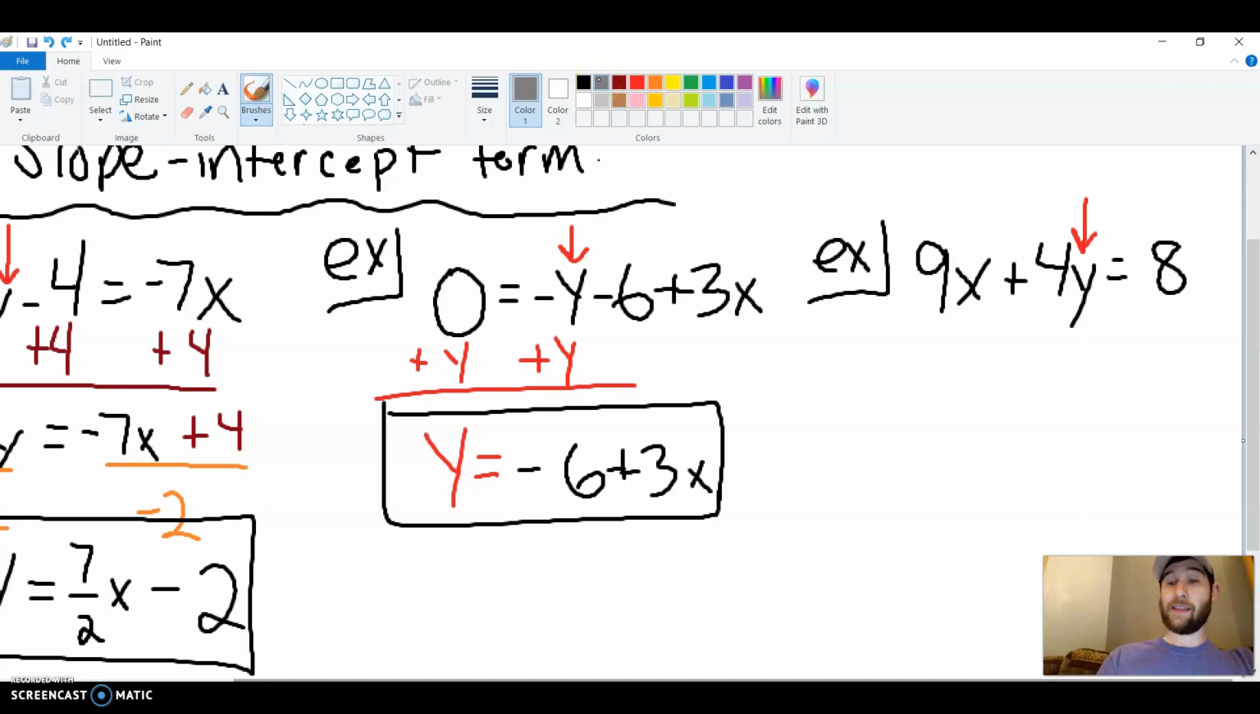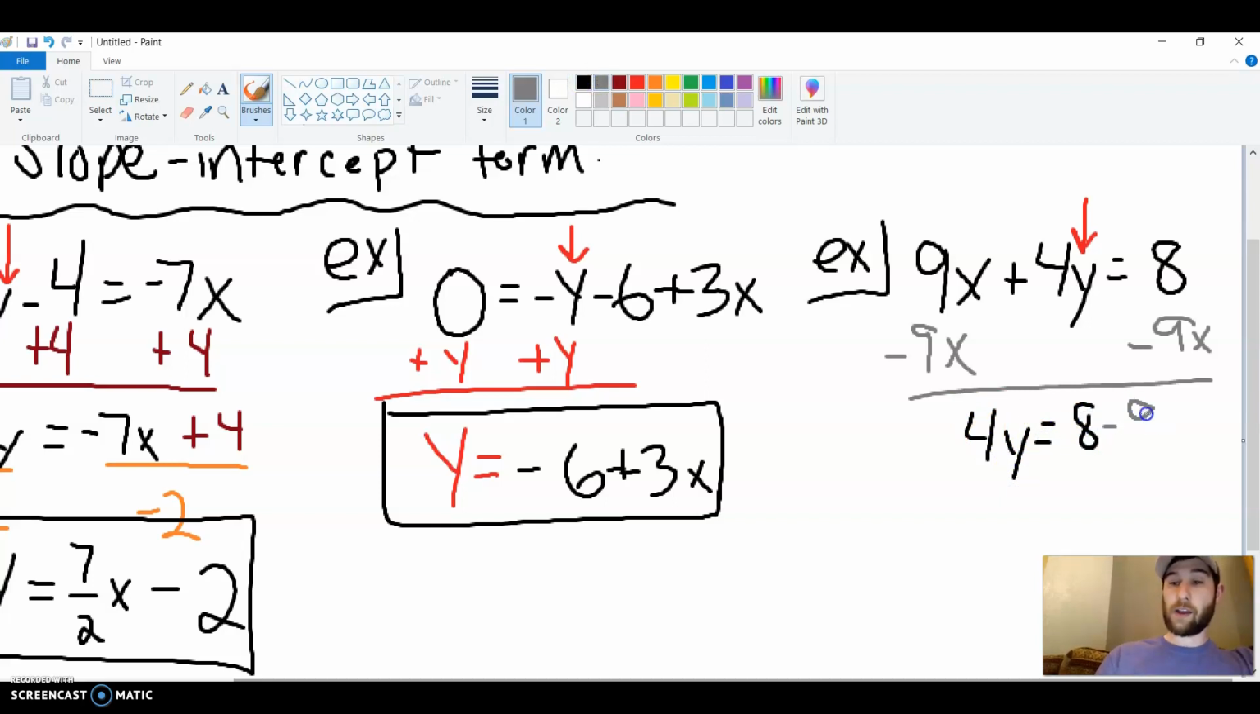And since we're adding the 9x, we're going to need to subtract the 9x on both sides. That leaves us with the 4y equal to the 8, and then we're still subtracting the 9x.